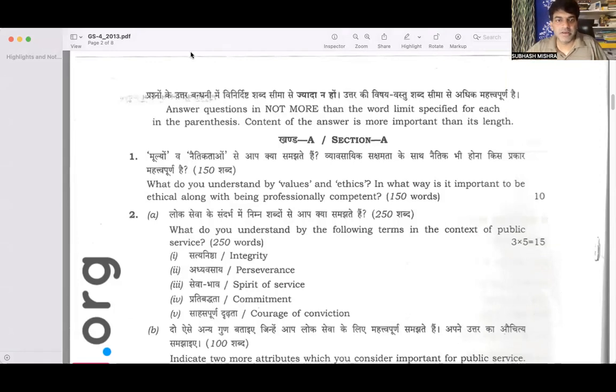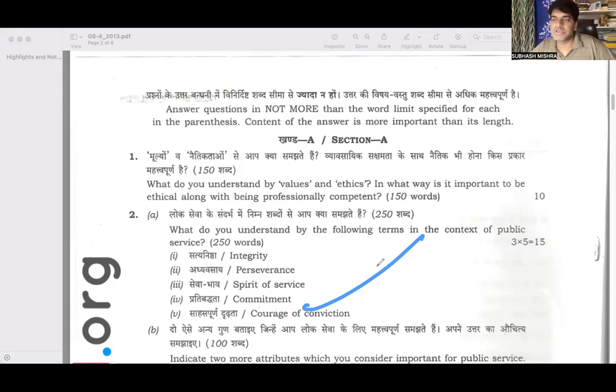Okay. So courage of conviction, clear? How is courage of conviction related to public service? Without that, you cannot actually deliver on the ground big projects, big implementation, big actions you have to take.